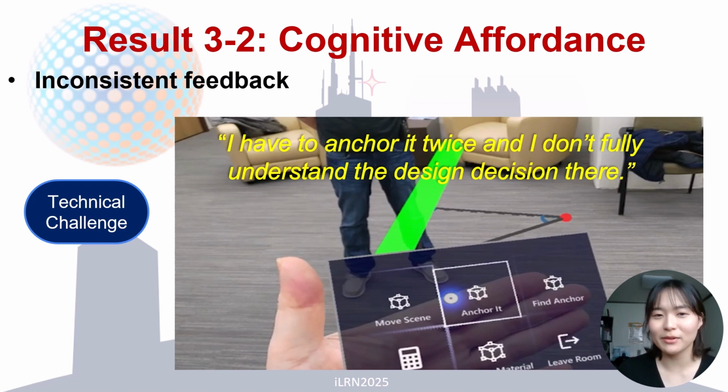Another problem was that the system gave confusing feedback. Teachers and even researchers sometimes thought they had to anchor the object twice because of this.